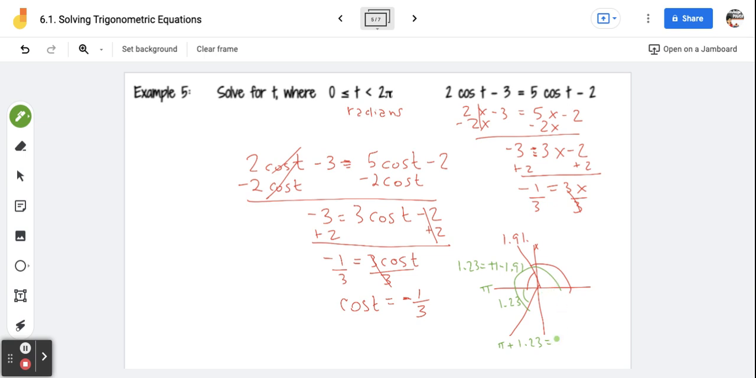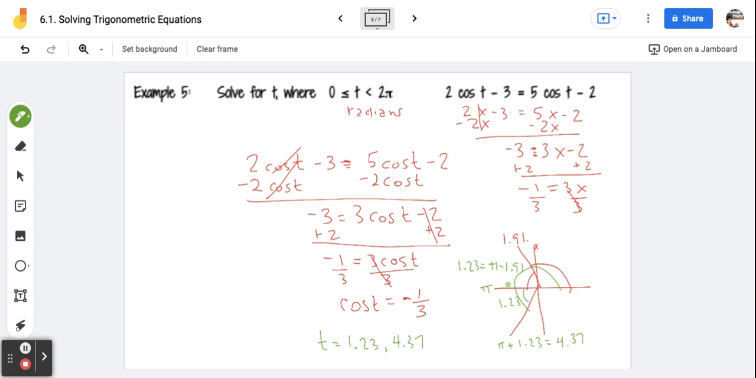And that is 4.37. So I have two solutions. T is 1.23 and T is 4.37. And again, this is in radians.